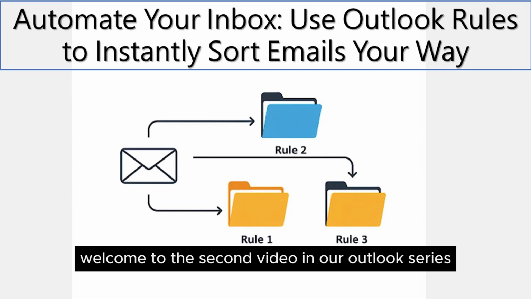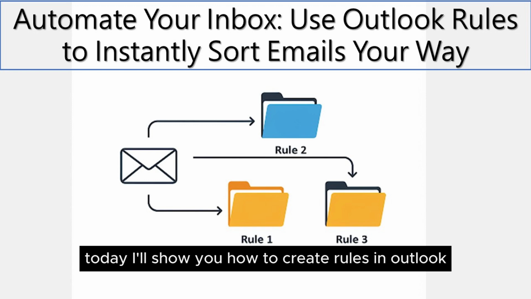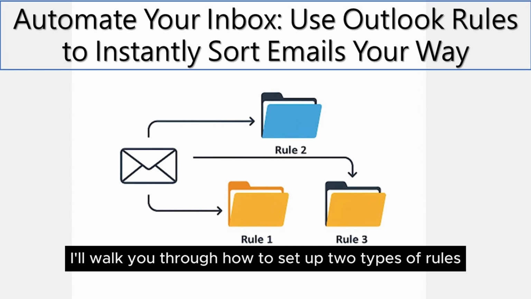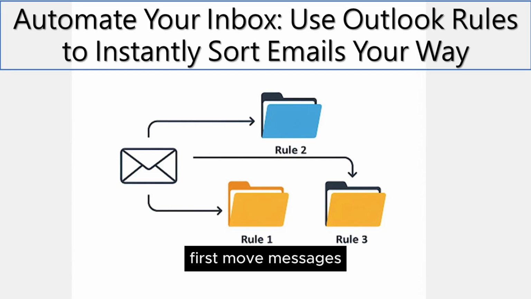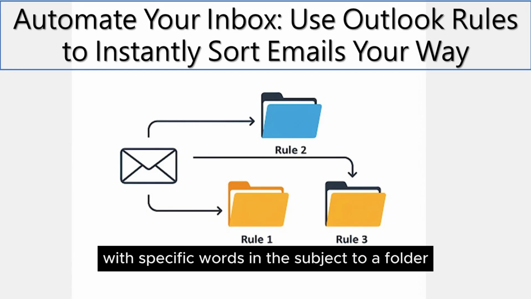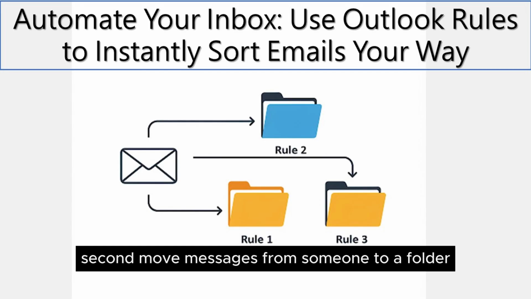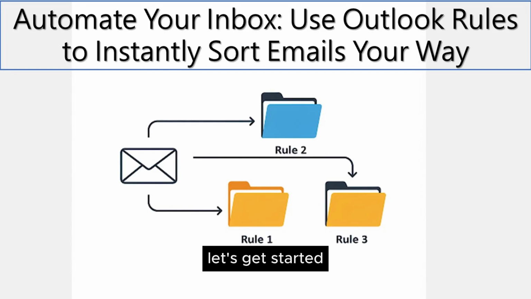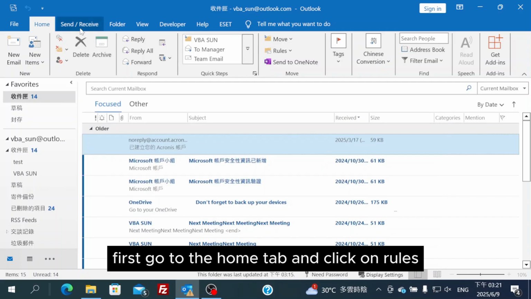Welcome to the second video in our Outlook series. Today, I'll show you how to create rules in Outlook. I'll walk you through how to set up 2 types of rules. First, move messages with specific words in the subject to a folder. Second, move messages from someone to a folder. Let's get started. First, go to the Home tab and click on Rules.